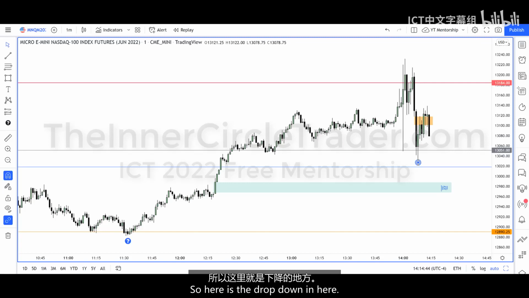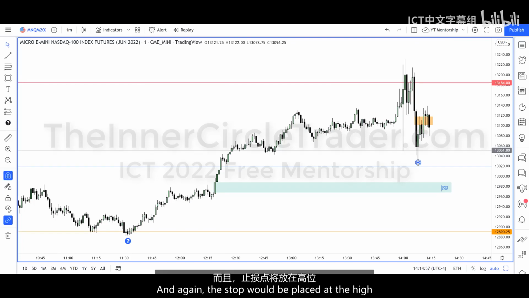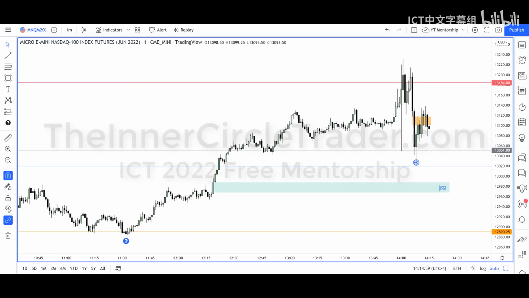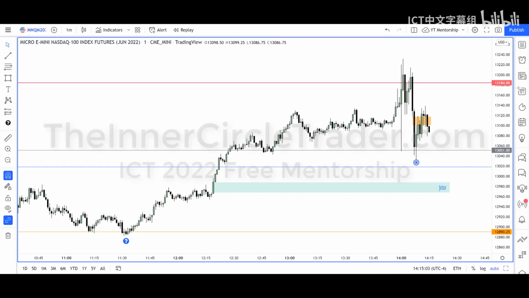So here is the drop down in here. Now I can revisit the bottom end of that fair value gap and bump it, kind of like a support resistance idea. And that would be a shorting opportunity if it were to do that. And again, the stop would be placed at the high of the most recent green candle to the left. Right there, see that? That's a short right there.